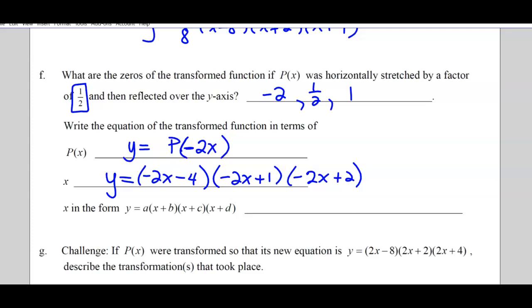Yes? That is the reflection over the x-axis. Yeah, y-axis.